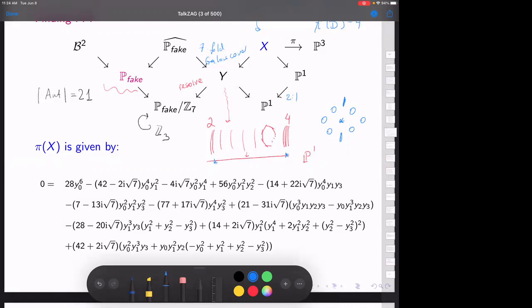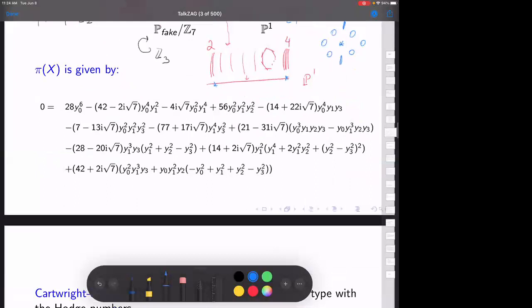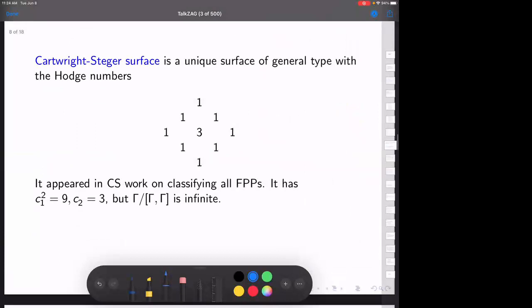All right, let's see. So that's one project. And then, of course, once you start getting into it, you don't just stop on one project. So the next project was the Cartwright-Steger surface. It's a unique surface of general type with these Hodge numbers. So how did it come up?